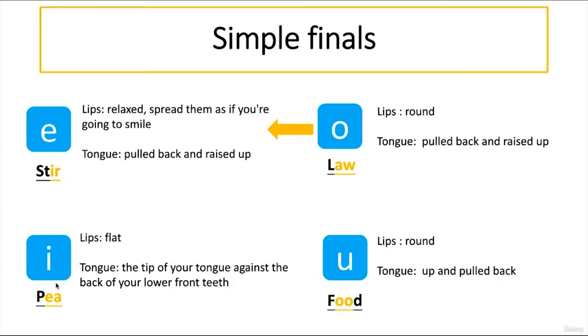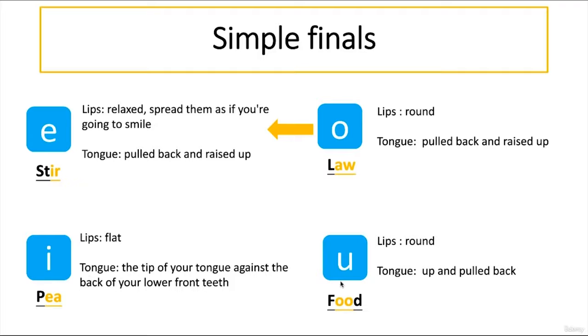This one is similar to how you would say the letter E in English or EA in pea, only with the tongue raised higher. So first start with the lips flat and tighten the two corners of your mouth almost like a smile, and push the tip of your tongue against the back of your lower front teeth. So read it after me. Good job.